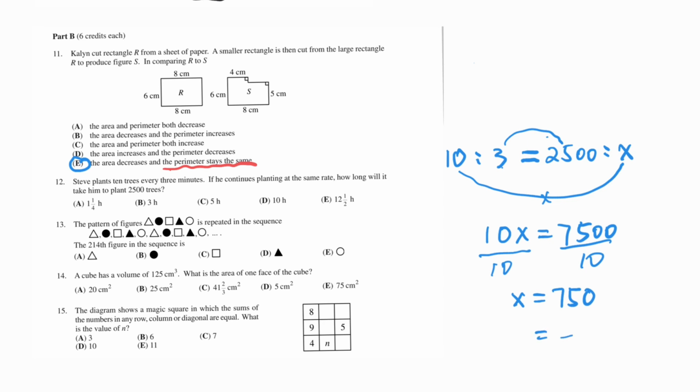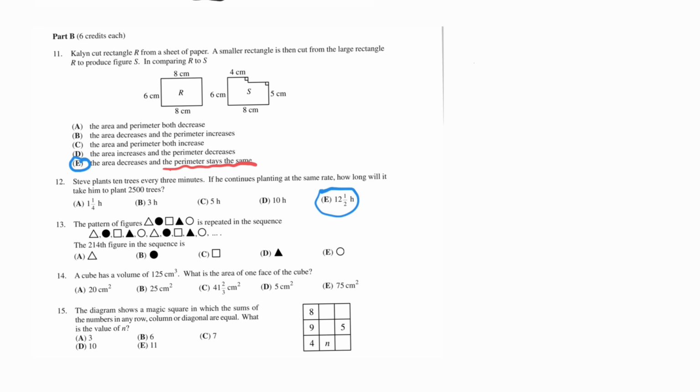So that equals 750 over 60. Cancel 10 and then cancel 3. The denominator gives us 2. That's 25 over 2. 25 over 2 hours, that's 12.5 hours. The answer is E.